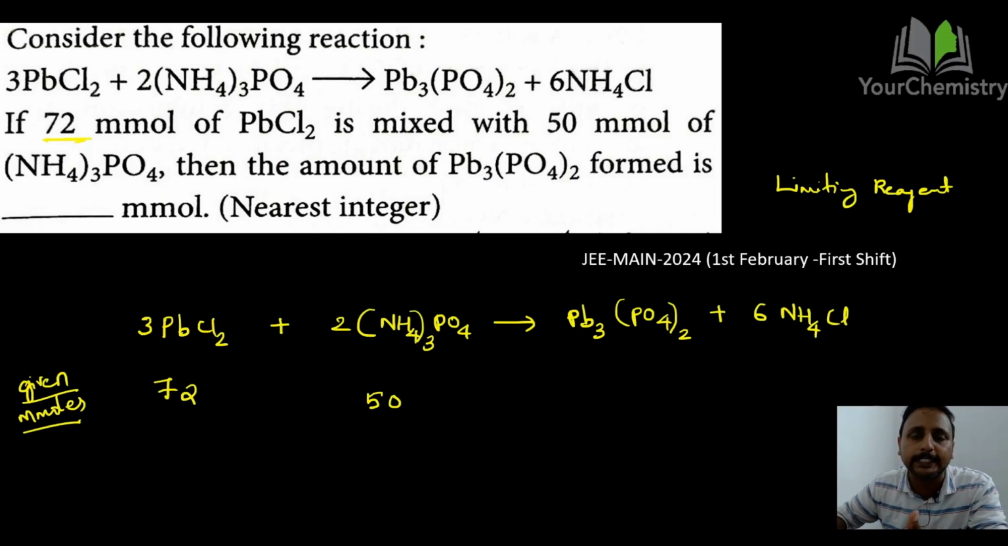What does limiting reagent mean? The limiting reagent is the reagent that determines how much amount of unreacted reactants will be there, and it determines how much amount of product will be there.